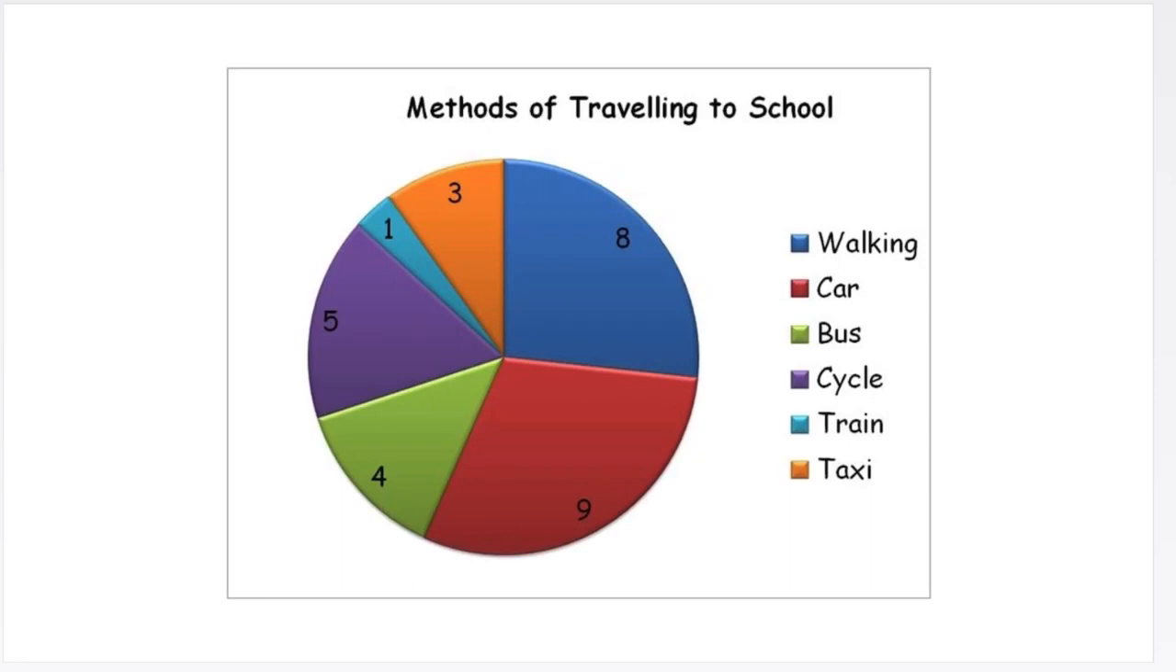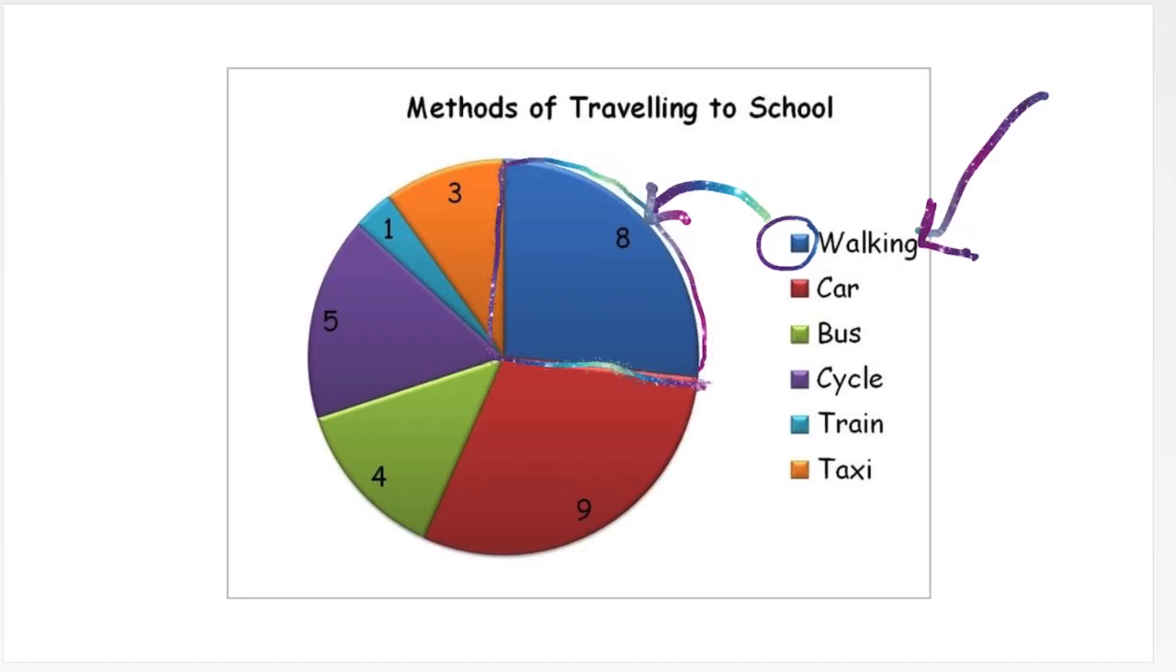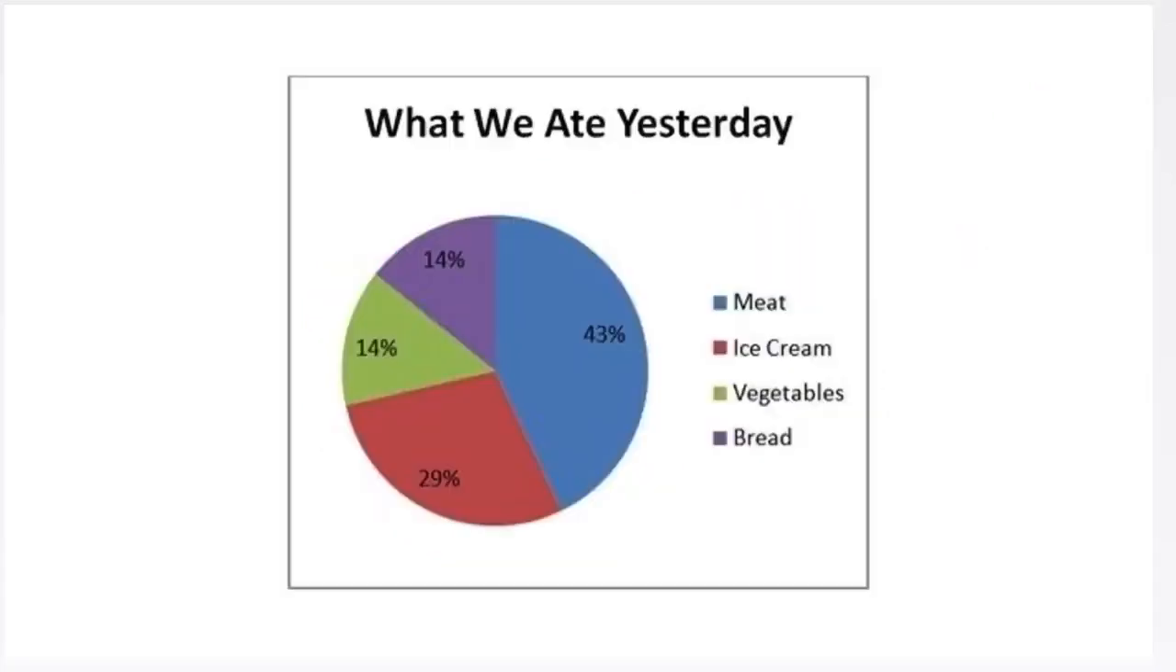I'm hoping you understand that, but I'll just show you. So if I ask you how many children walk to school, I first look at the key and find walk. Then I see which colour that is, hop on over to the pie and find the matching section. In this case, it is this section right here, and I can see the answer, 8 children.